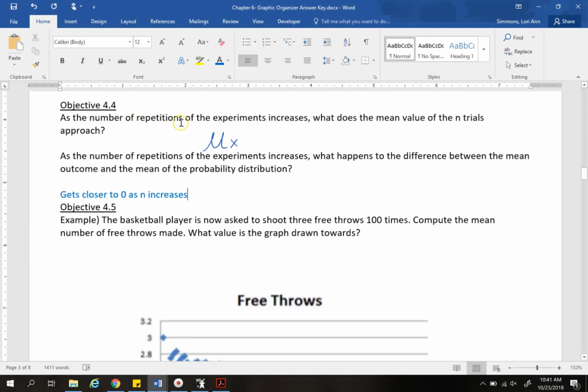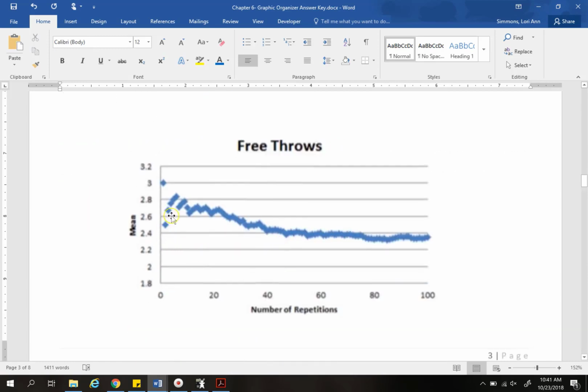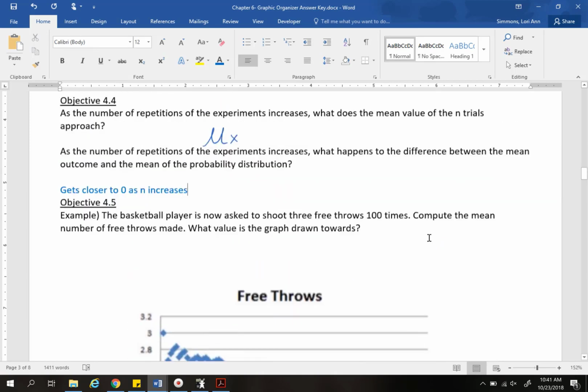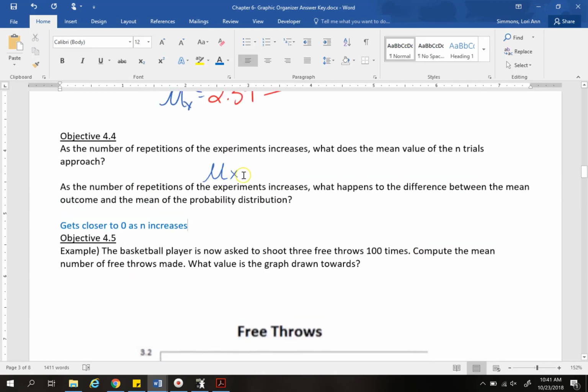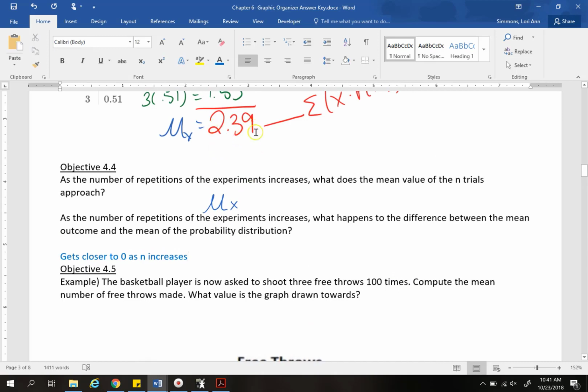So here, again, the repetitions are going to increase. What does the value approach? So here the repetitions are increasing. What value is this approaching? So I'd say about 2.39 or 2.38. And that was our mean, mu x, 2.39.